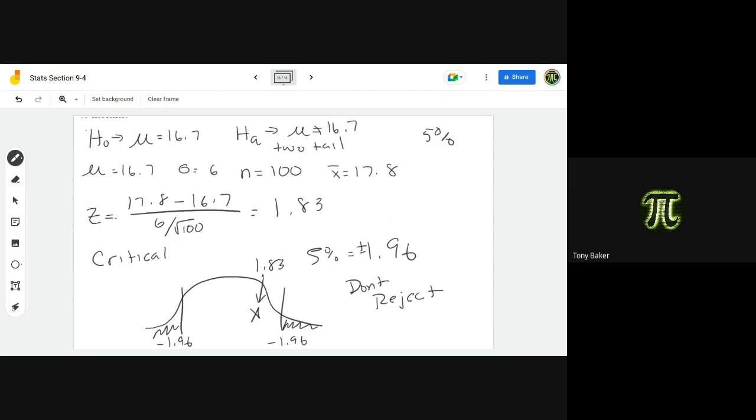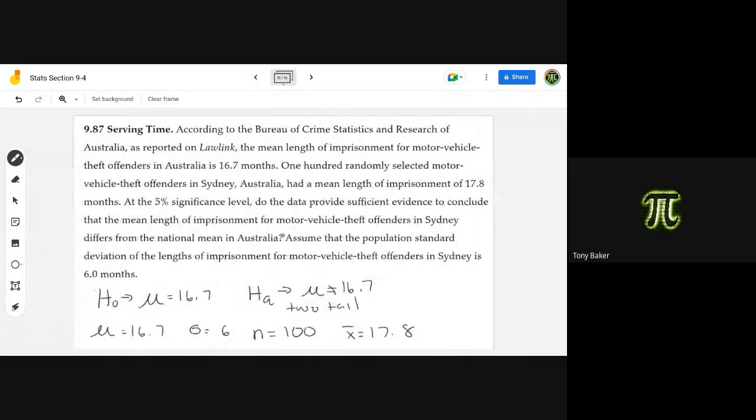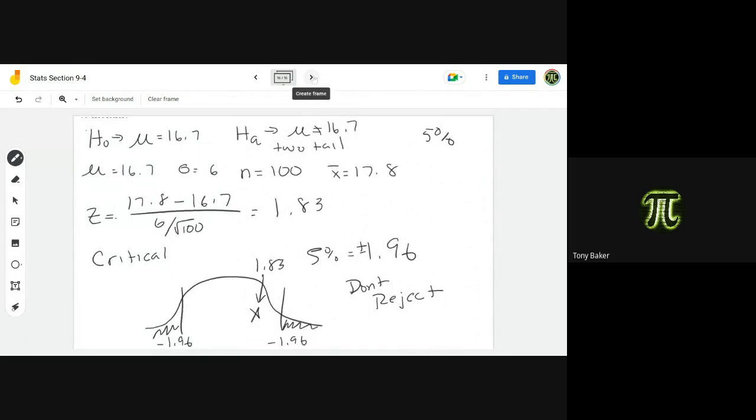All right. So based on the problem, my null hypothesis was 16.7. And the problem says we want to know whether the mean length of imprisonment for motor vehicle theft offenders in Sydney differs from the national mean. It doesn't say it's greater than or less than, it says differs. So that means it's not equal to, that means it's a two-tailed test. That actually makes a very big difference in this situation.